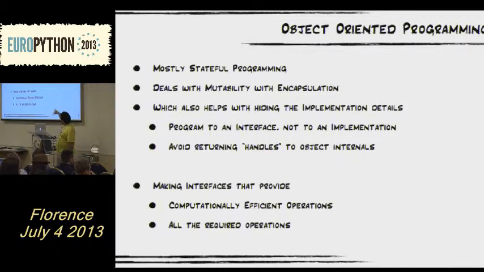And the other thing, this was the title of a recipe in a famous C++ book: avoid returning handles to object internals. Because of course, when you do that, everybody can modify the guts of your objects, and you have something like action at a distance. Something happens far from where the object is, and you may not understand that, and it's difficult to debug. So creating interfaces that provide computationally efficient operations and all the required operations, because we don't want to leak details, is not easy, because we can't just make beautiful designs sometimes, okay?